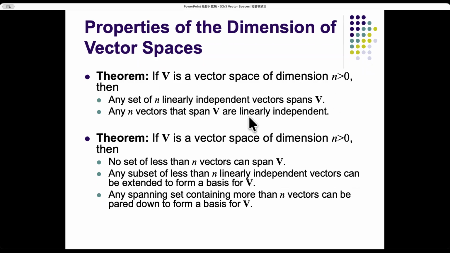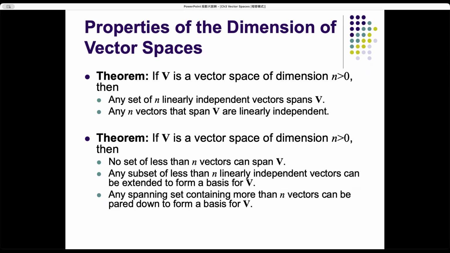So prove that. So the next theorem is: if V is a vector space of dimension n, then first, no set of less than n vectors can span V. The first one is a given.